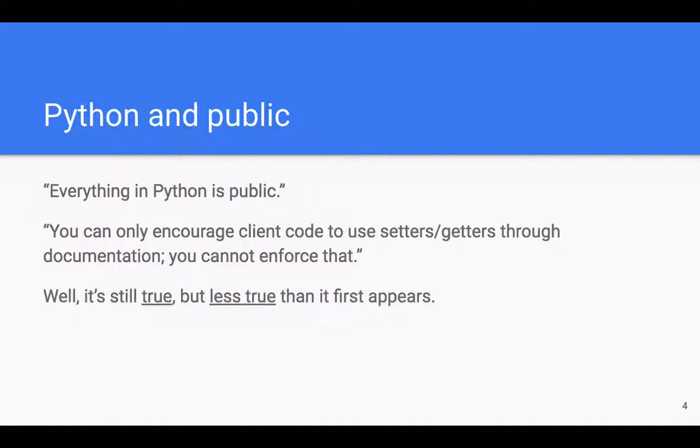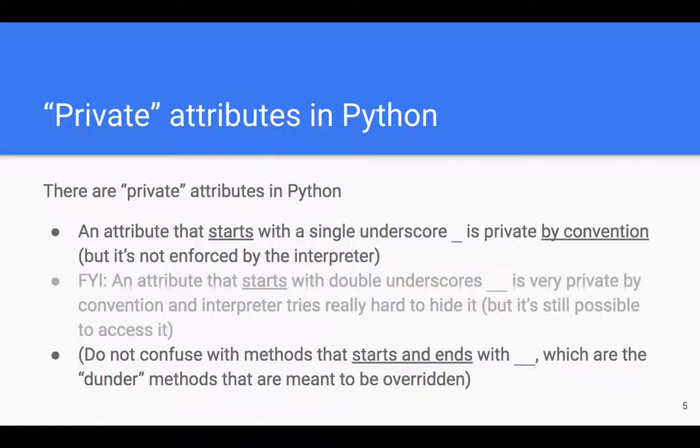Well, these statements are still true, although they are actually slightly less true than when you first heard them. So there are quote unquote private attributes in Python. Any attribute that is prefixed, that starts with a single underscore, is private, but it's only private by convention, meaning the Python interpreter does not enforce that it is private. Okay, it is only private by convention.